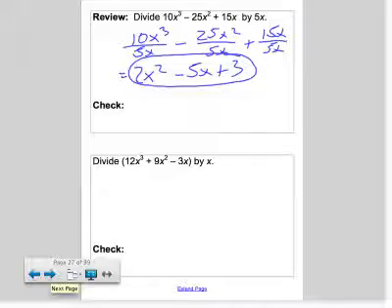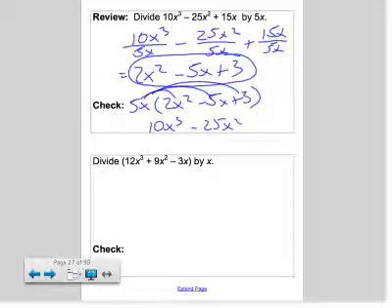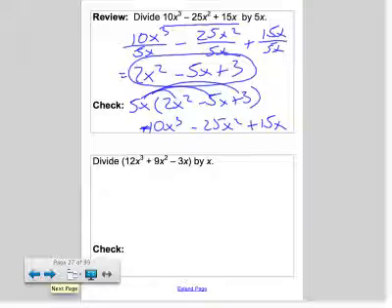And the way you check is you take the thing that you were dividing by and your answer and you multiply them together. So in other words, you do 5x times 2x squared minus 5x plus 3, so you distribute this guy to every single term inside, and you'll get 10x to the third minus 25x squared plus 15x, and you'll notice this expression is exactly what we started with originally. And so as long as that works out, you know that you did your division correctly. If that does not work out, well then you know you have to go back and reevaluate what you did.